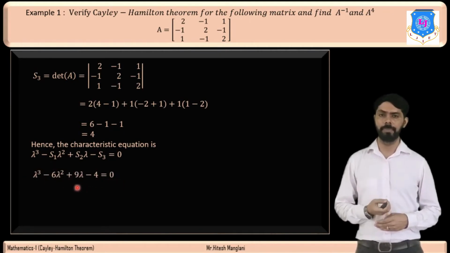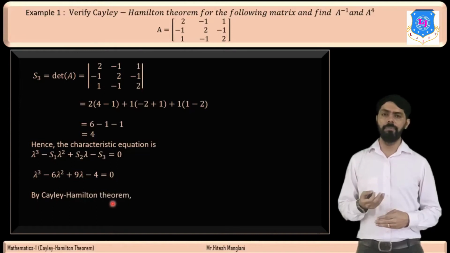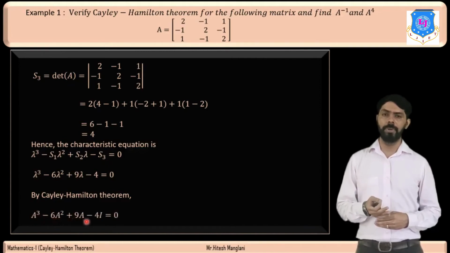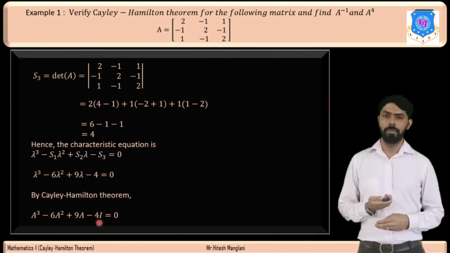Now by Cayley-Hamilton theorem, every square matrix satisfies its own characteristic equation. So here we will replace lambda by A. So it will be A cube minus 6A square plus 9A minus 4I is equal to 0. Here we will write 4 in matrix form. So in matrix form 4 will be 4I.